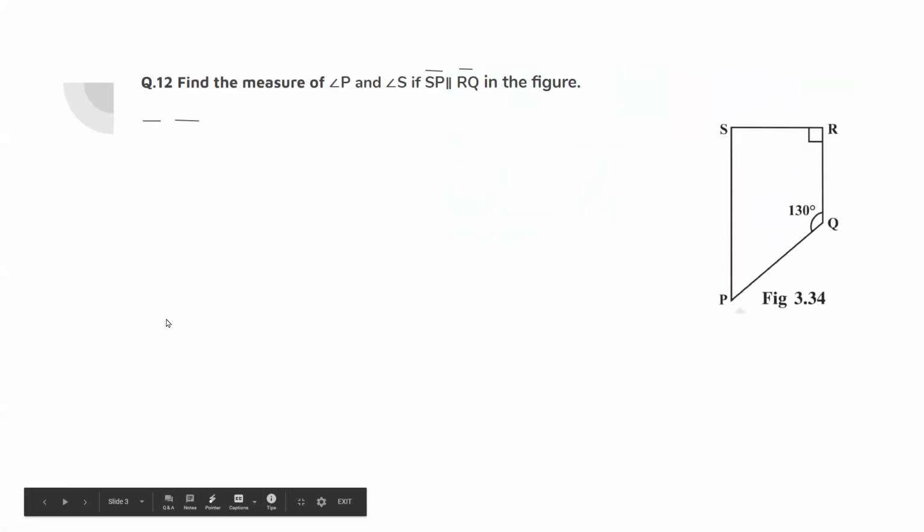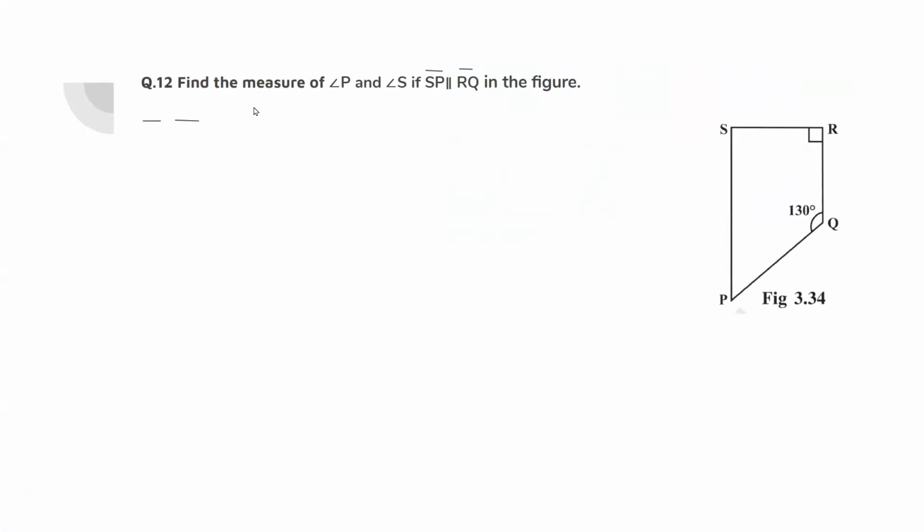Next is question number 12, the last question of that exercise. Find measure angle P and S if SP is parallel to RQ in the figure. This is SP and this is RQ. These both are parallel. So we can consider SP and RQ are parallel. We can consider SR as the transversal.